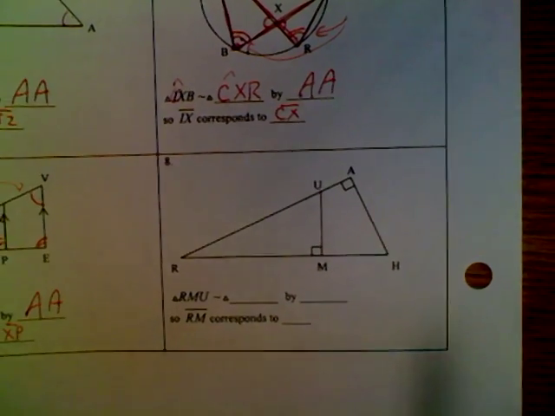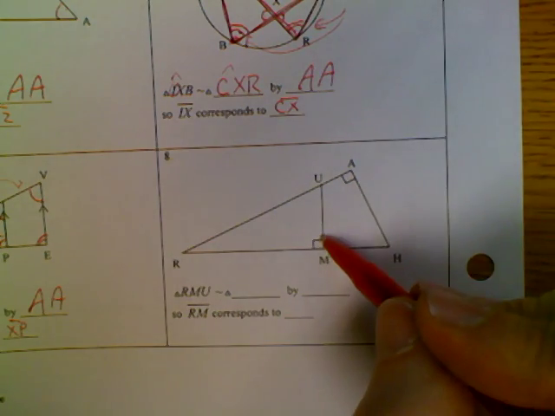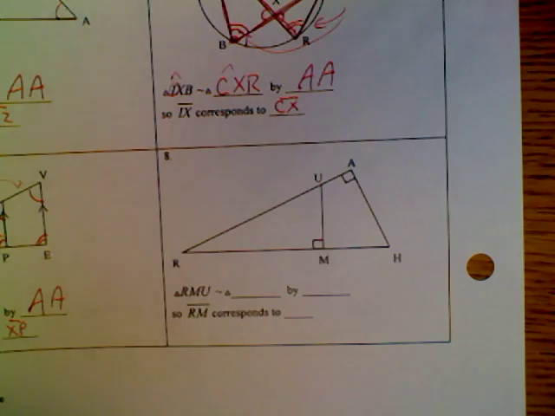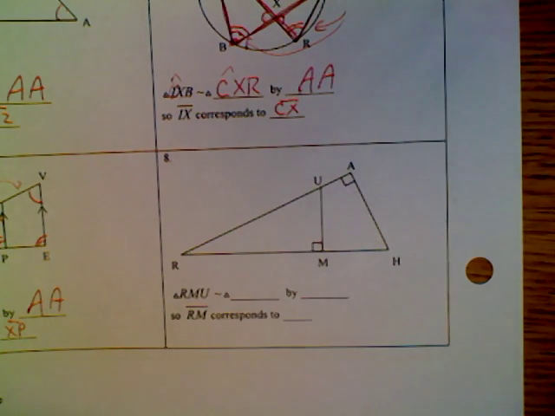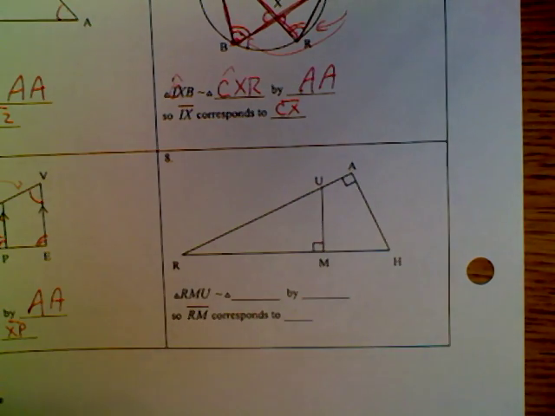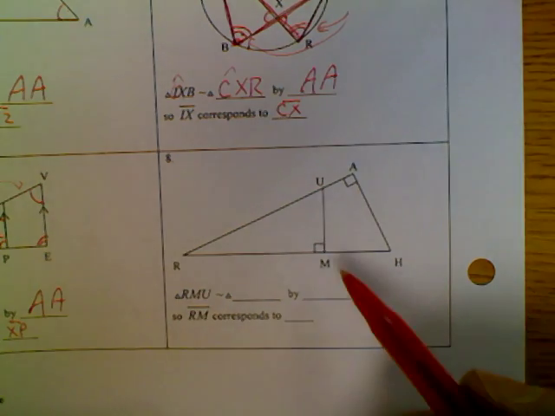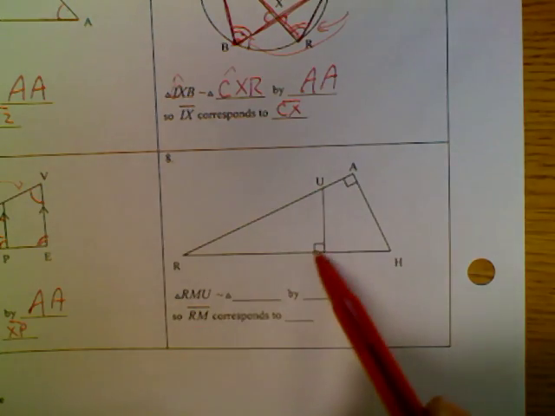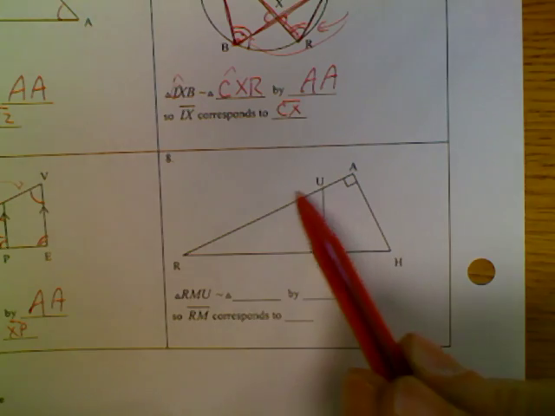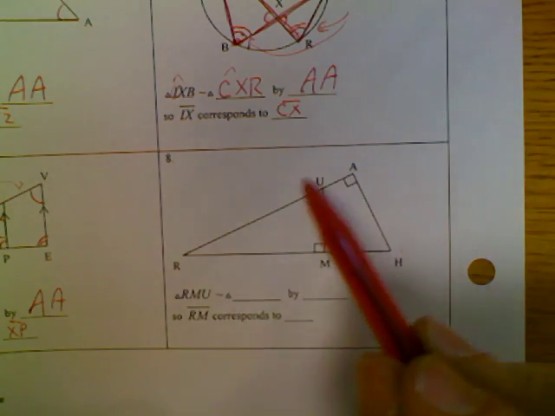Finally, number 8. This one I've already marked a pair of angles congruent for you. So I gave us a head start. If we could find one other pair of congruent angles, we're done. This one can be a little bit tricky. Right? But do you see the two triangles again? I've got this little triangle here, RMU, and this big triangle here, RHA.